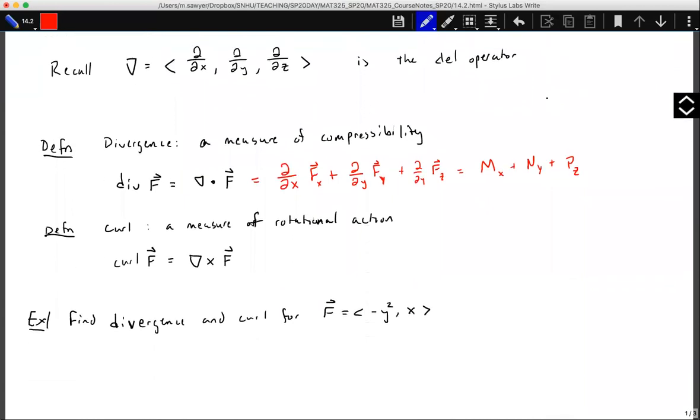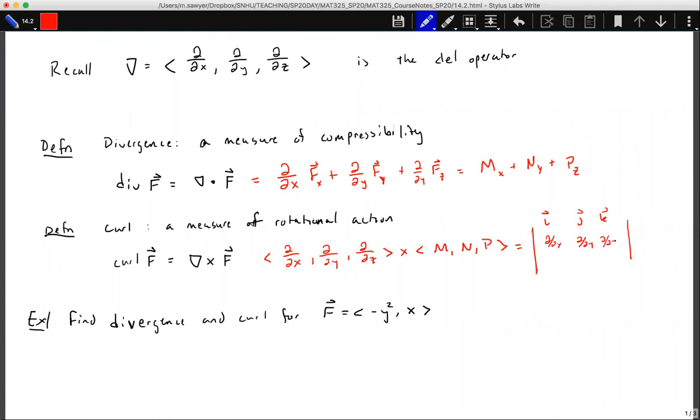Curl is a measure of rotational action, and that's where we use the cross product, where we cross the vector del cross F. In vector notation this is partial x, partial y, partial z, crossed with the vector m, n, and p, where those are each vector components. We can think of this as our typical cross product with i, j, k, then our vector of partials, partial x, partial y, partial z, and then m, n, and p.